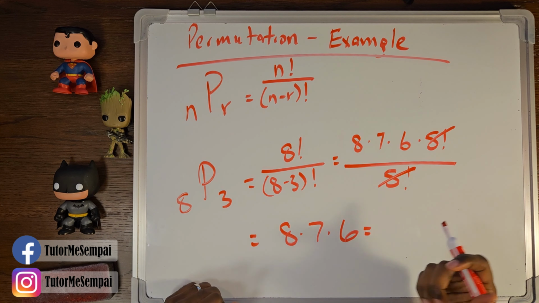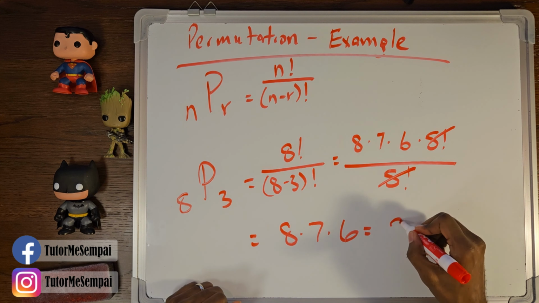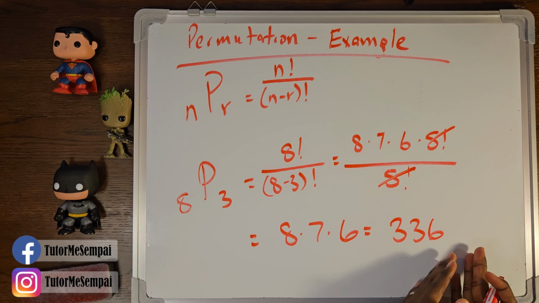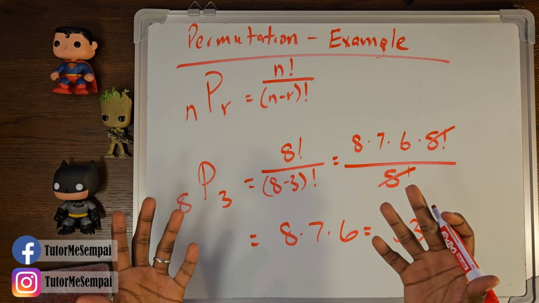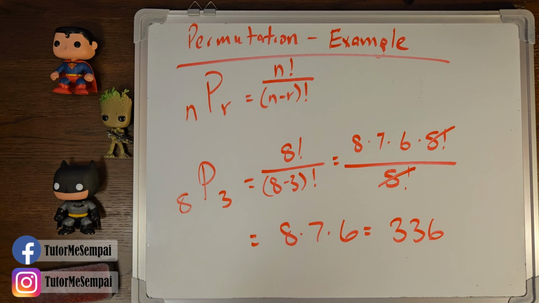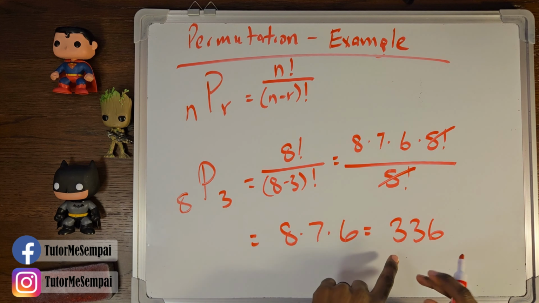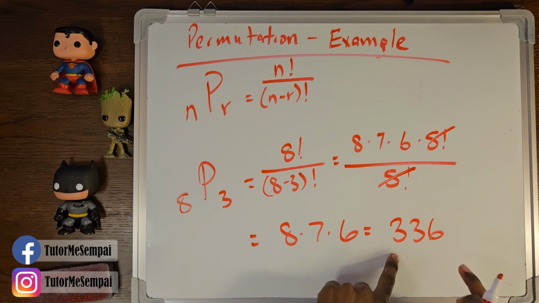Now, what's 8 times 7 times 6? Well, this is going to be 336. This lets us know that if we have 8 actors for Grease, we can rearrange those 8 actors, choosing 3 of them for our top 3 roles, 336 different ways.